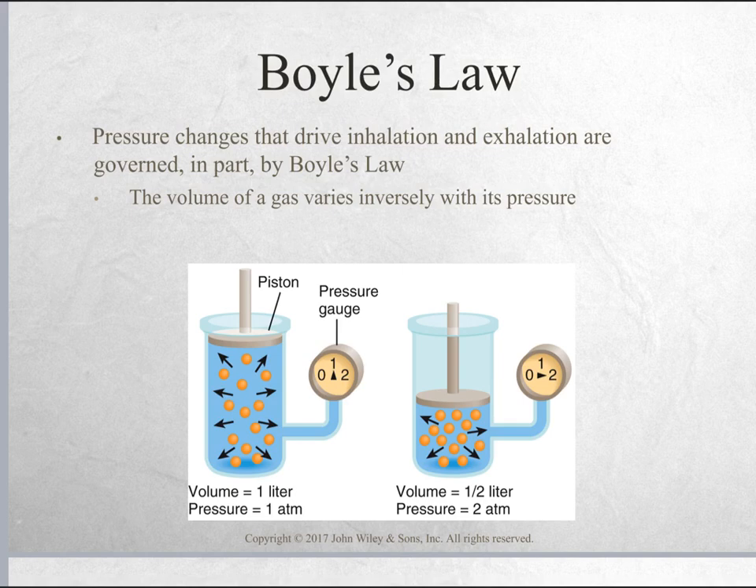And we see in our picture here, here's our piston. Volume's at 1 liter, pressure's at 1 atmosphere. We increase pressure to 2 atmospheres, okay? That gives us a decrease in volume to ½ liter. So this is just a diagrammatic explanation of Boyle's law.